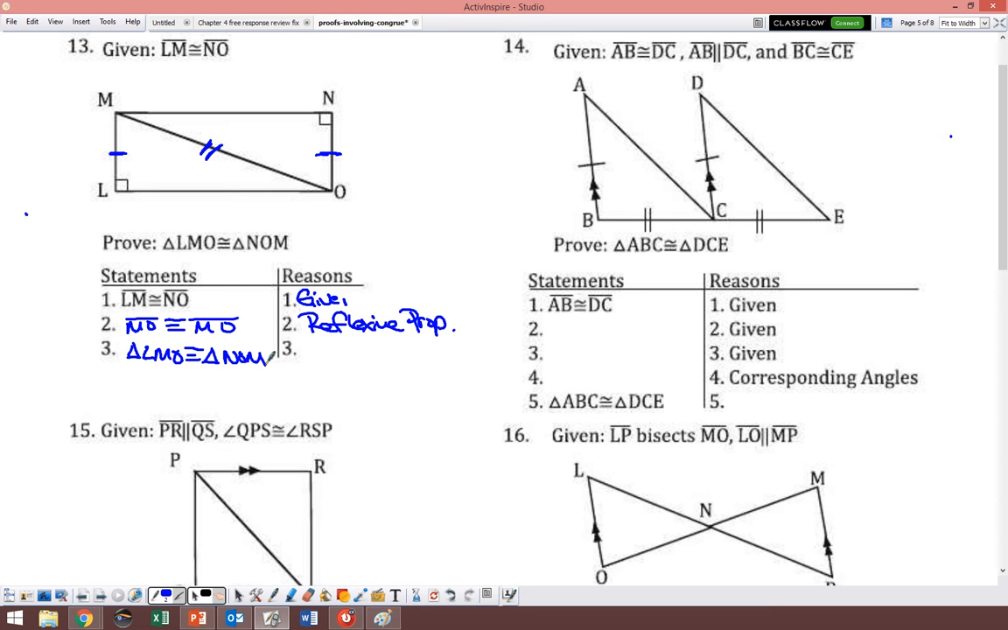Side angle side. It's not side angle side. Angle side side. Angle side side. So if I'm looking at my checklist, when can I use angle side side? Now, flip the page over 1 from your checklist. Flip back 1. Not on your checklist. Flip back 1.